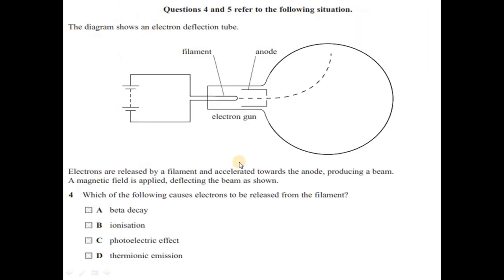Questions number 4 and 5 refer to the following situation. The diagram shows an electron deflection tube, filament, anode, electron gun. This is the deflection path of a charged particle. Electrons are released by a filament and accelerated towards the anode, producing a beam. A magnetic field is applied, deflecting the beam as shown. Which of the following causes electrons to be released from the filament? A typical question: releasing electrons from a filament is all about the heating effect. That means thermionic emission. The option is D.